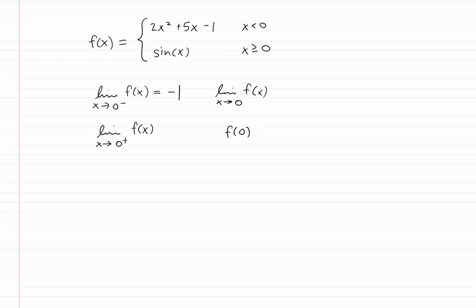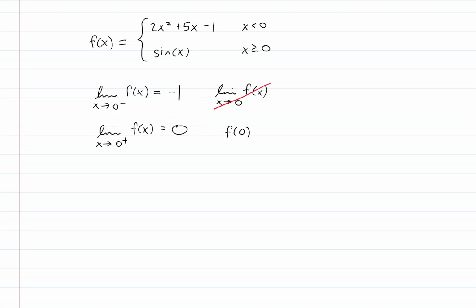Now the limit as x approaches 0 from the right, that means x values that are greater than 0. So we should be using that formula, sine of x. And sine of x is also an easy one. If you want to find the limit as x approaches 0, just plug in 0. What's the sine of 0? It is 0. So what's the limit of f of x as x approaches 0? Well, you've got a -1 from the left and a 0 from the right, and those disagree with each other, so there is no limit as x approaches 0.